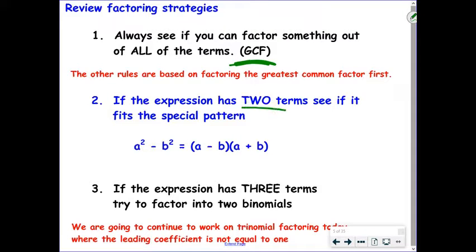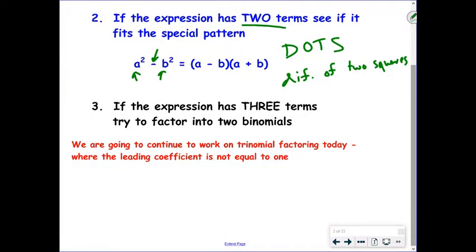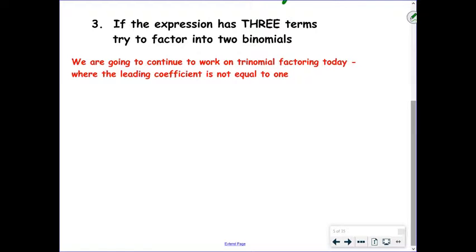The next, okay, what if it has 2 terms here? Okay, well, that's going to be a difference of 2 squares. Known as DOTS, that's difference of 2 squares. We get a plus b and a minus b there. Difference has to be subtraction there. So something to remember. And 3, well, if we have 3 terms, then we can try to factor it.